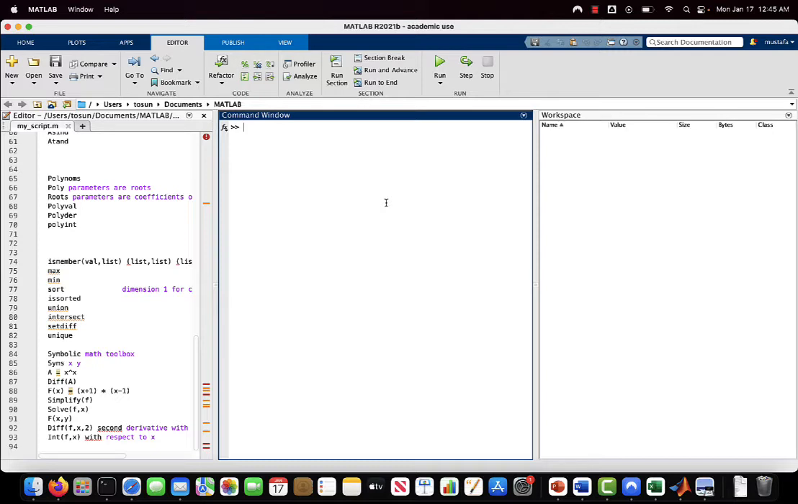After you install it, let's define some symbols in here. Let's say X, Y, A, and B. Right now, as you can see in the workspace, we have some symbols, and their classes are symbol. And we can create some symbolic expressions.